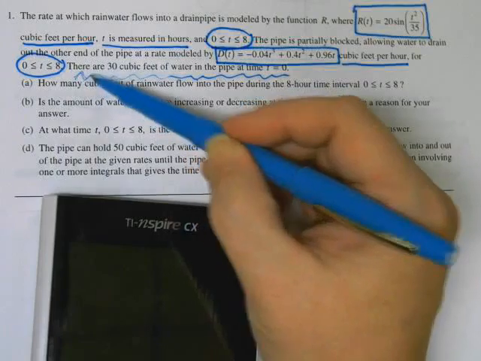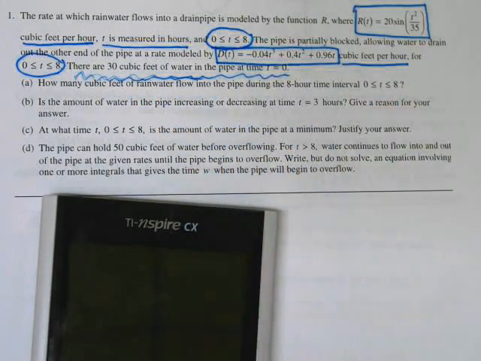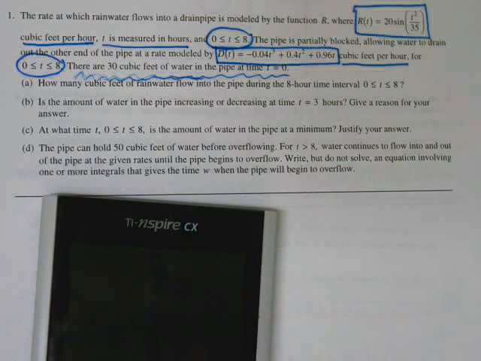All right, how many cubic feet of rainwater flow into the pipe during the 8-hour time interval 0 to 8? We know the rate that it's flowing, and now they're asking for the total amount that flows. We have cubic feet per hour, and they're asking for cubic feet over the 8-hour period. To accumulate a rate, you integrate. We're trying to figure out the total change from the rate of change.